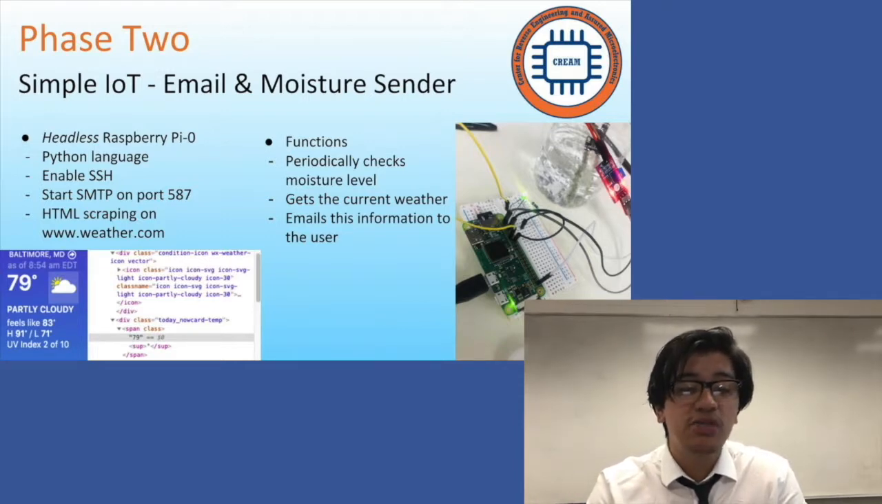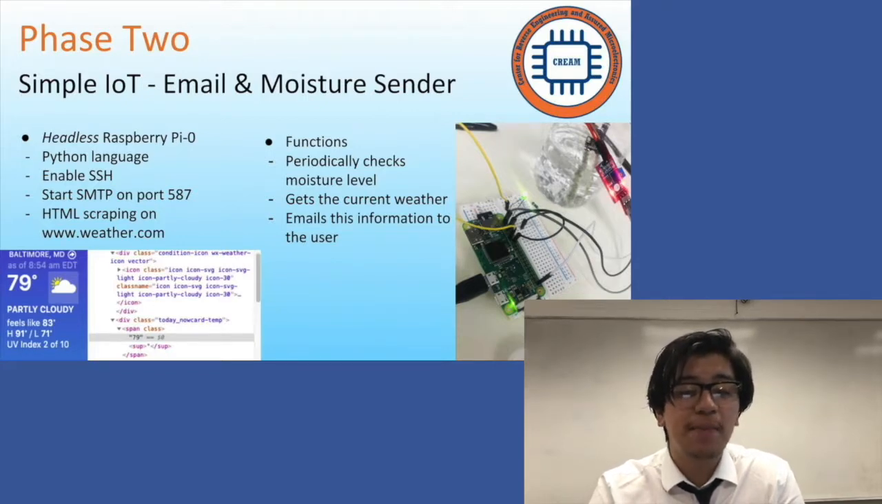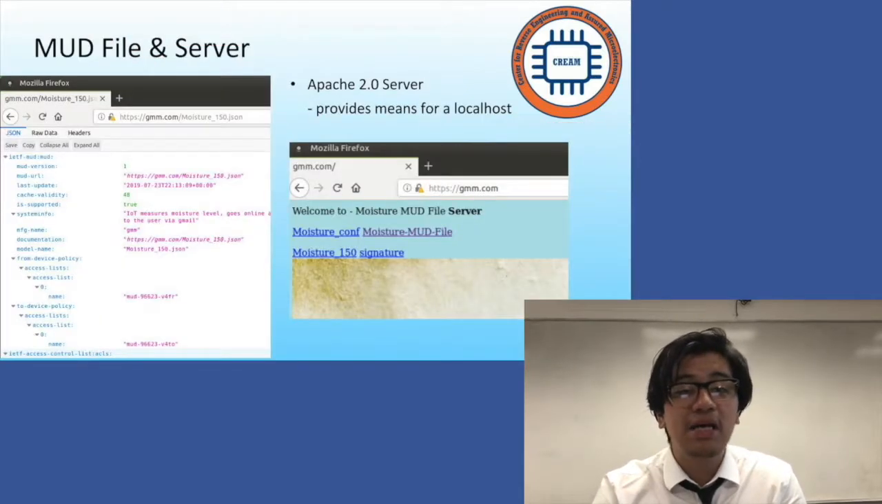After that, to get the temperature, we learned to do HTML scraping. As you can see, we open up the browser to weather.com and open up its HTML file. From there, we had to find where the temperature was located, and it took us about 3 lines of code to get this information. Now that our IoT device is built, we had to create a MUD file for it.